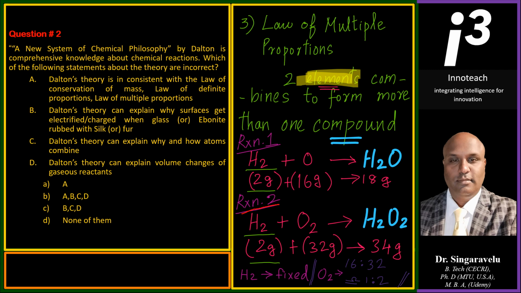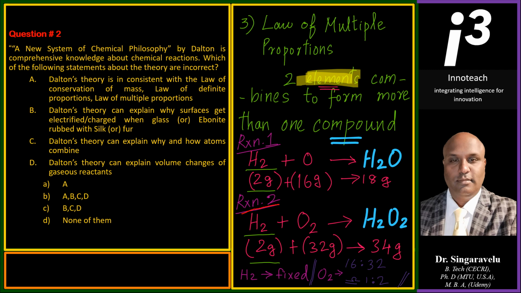in which the first element, or the first reactant to be more precise, is kept at 2 grams. It's the same as in the previous one, and the second one is varied. Oxygen, instead of O, now it is O2, which is a diatomic gas which will weigh 32 gram, and the reaction between these two will give hydrogen peroxide H2O2, which will weigh 34 gram, right?